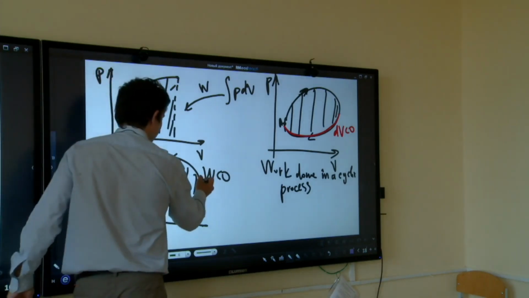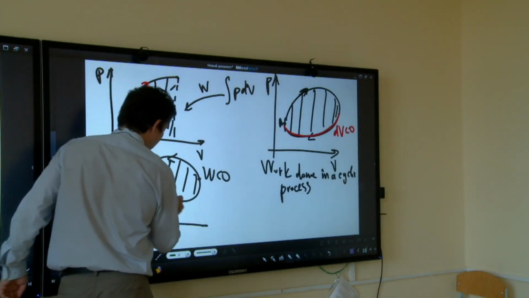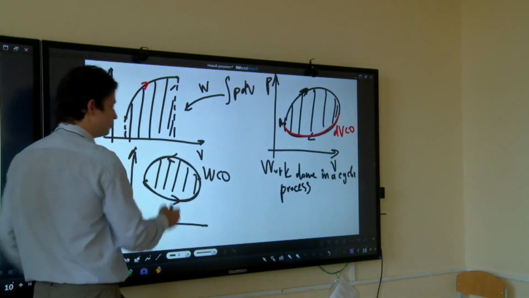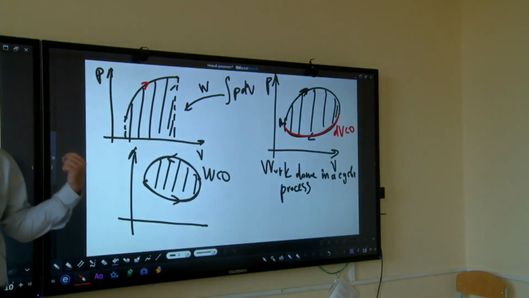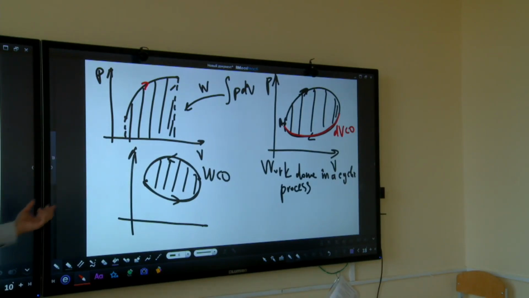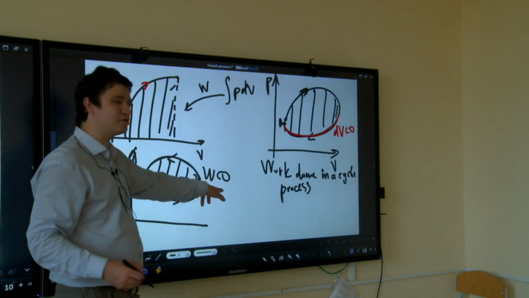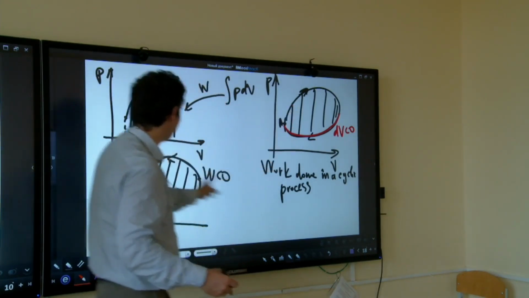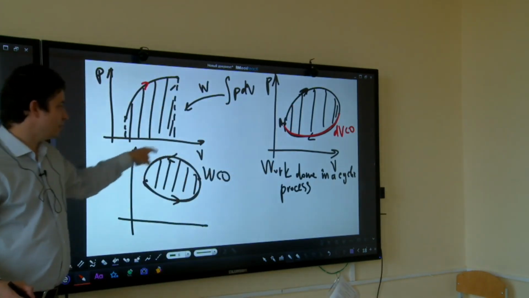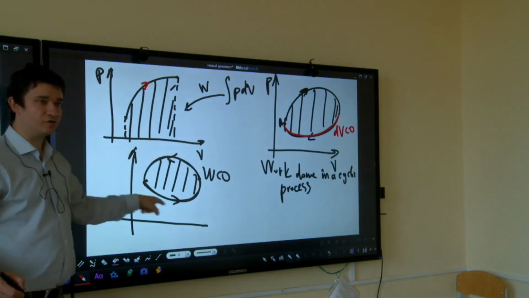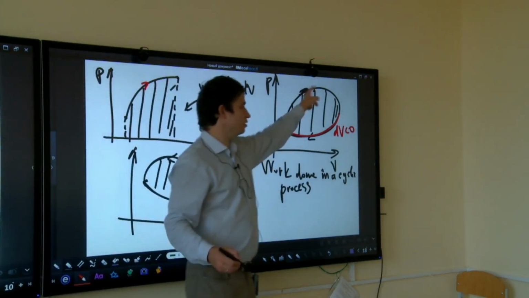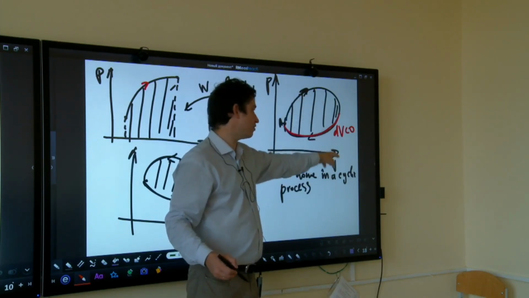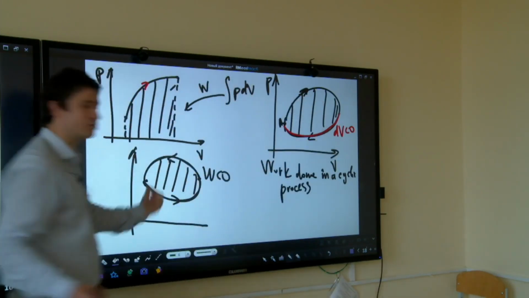Because in here you have negative contribution, and that negative contribution to the work is greater than the positive contribution. That's why the total work in this process is negative. In this one it is positive. You see? Like in here, the plot goes counterclockwise, while here it goes in a clockwise direction. So that's the difference. In a clockwise direction, the work is positive. In the counterclockwise, it's negative.